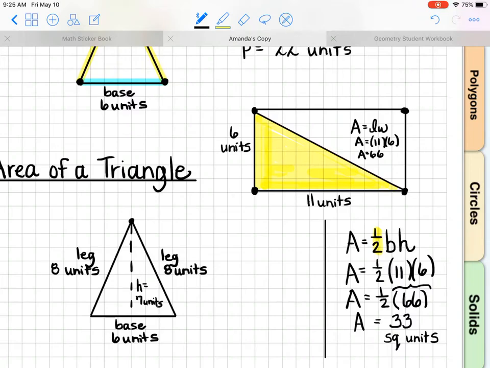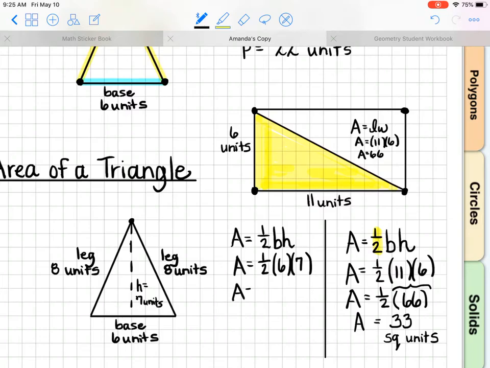And then write your formula. Area equals 1/2 the base times the height. So the 1/2 is cutting away that other triangle that I can't see in a rectangle. The base is 6, and the height, be so careful, I almost wrote 8 even though I know better. The height is 7 here.